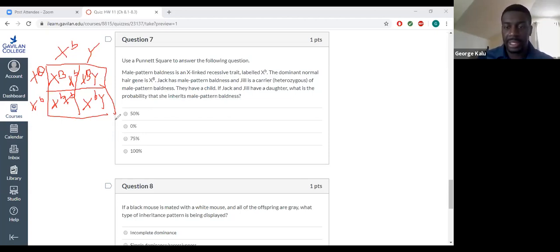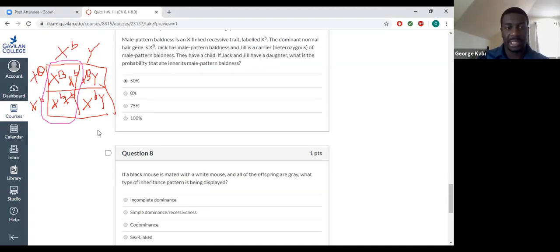What do we think? Yes, Kimberly. It would be about 50%. The reason we know that is because we first look at just the possibilities of our female offspring, which have 2 X chromosomes. That's these offspring over here, these are our daughters. And 50% of our daughters, one of our 2 boxes here, has the male pattern baldness genotype. So we'd have 50% here. Perfect. Okay, that's question 7.